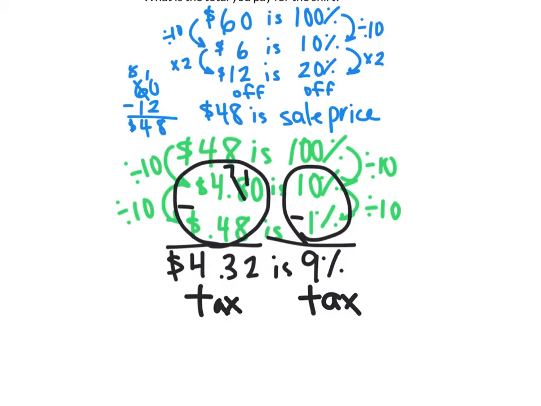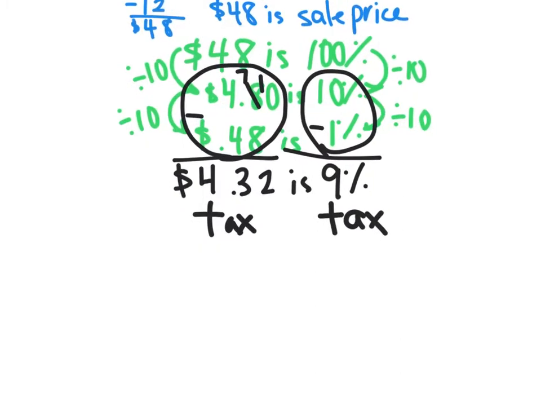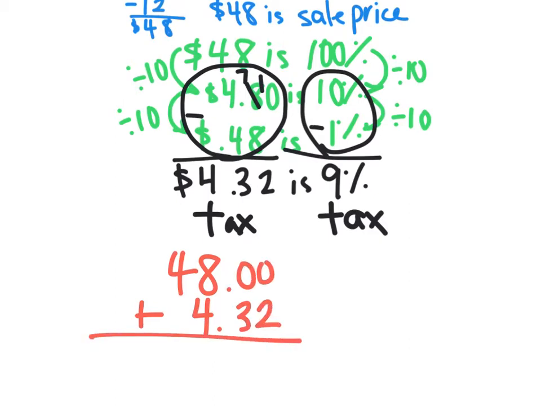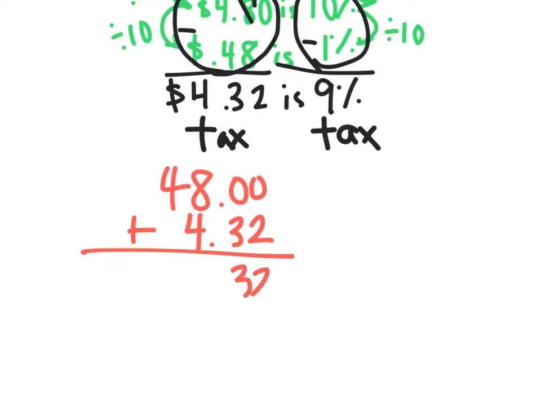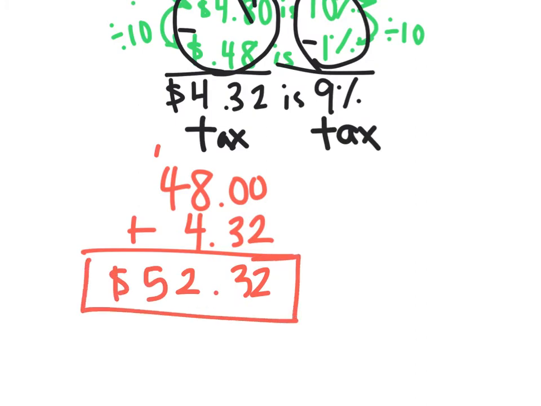My last step now is to take my sale price of $48 and add my tax. Now notice I'm lining up my decimal point, and I end up with $52.32, and that's my total.